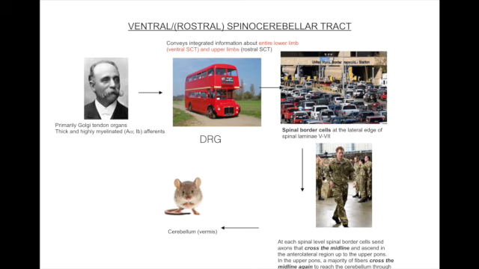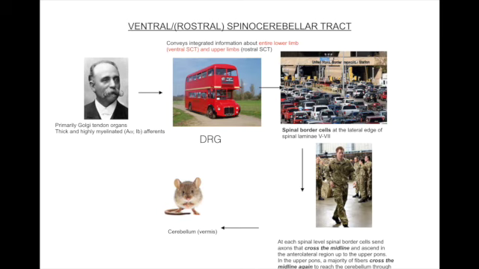And then at each level of spinal cord, they send axons that cross the midline and descend in the anterior lateral region to the upper pons, and in the upper pons, most of the fibers cross the midline once again to reach the cerebellum through the superior cerebellar peduncle, and then again project to the vermis or cerebellum.